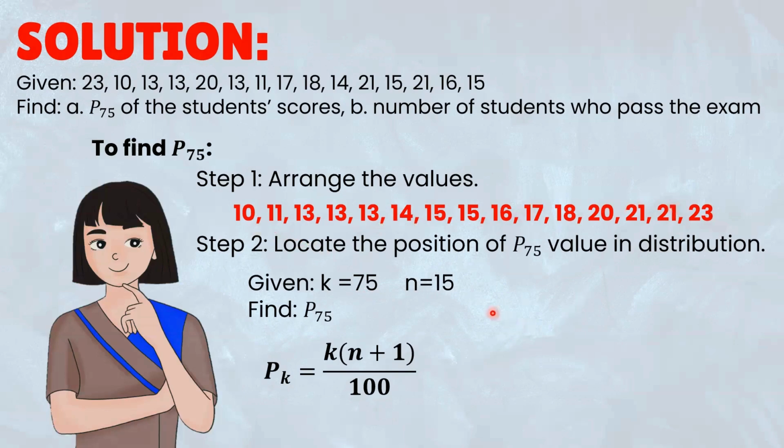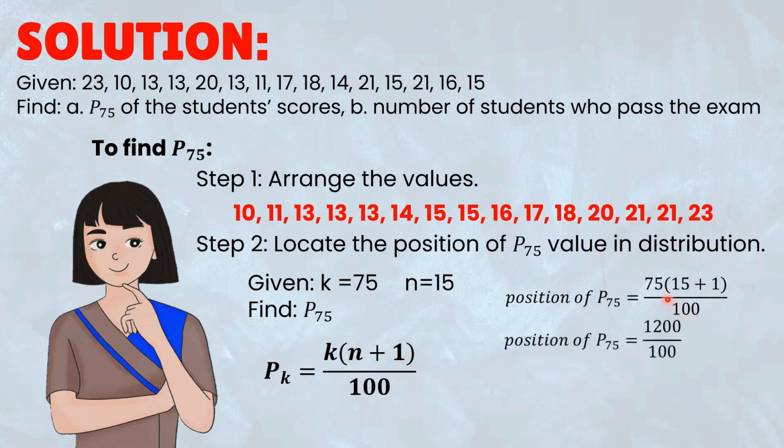Okay, so we now substitute the given to our formula. So position of percentile 75 is equal to, we replace k here by 75, we replace n by 15. And then we copy all the rest in the formula, plus 1 over 100. We perform the operation, so we have 15 plus 1 is 16 times 75, that's 1,200 divided by 100, that gives us 12.